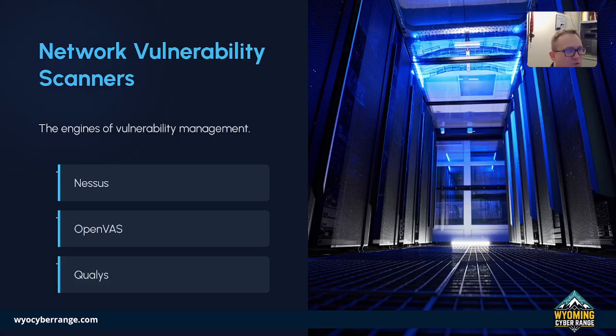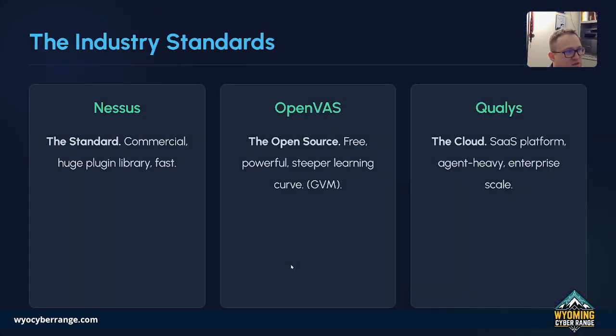Now let's get into tools themselves. These are the engines of vulnerability management. We're going to look at 3 of them: Nessus, OpenVAS, and Qualys. And as we go through this, each one is going to show some strengths and weaknesses. So here's how the industry standard tools stack up.